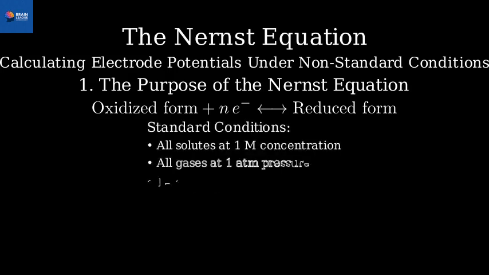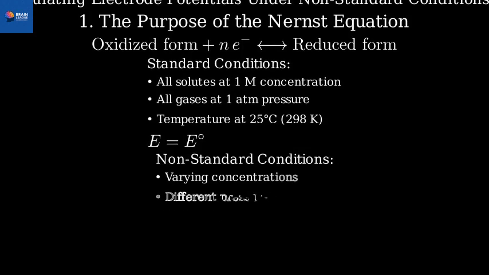But in real-world applications, we rarely have these exact conditions. That's where the Nernst equation comes in. It allows us to calculate the electrode potential under any set of conditions. Now, let's look at the general formulation of the Nernst equation.